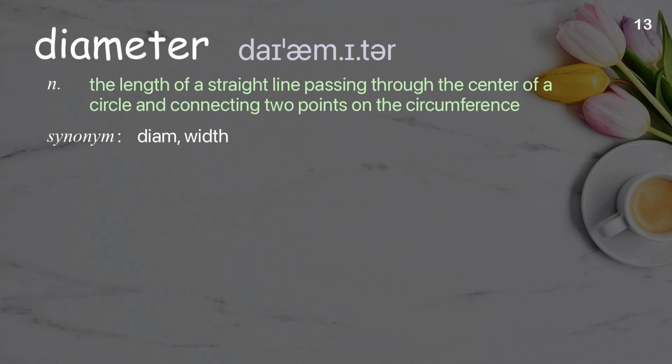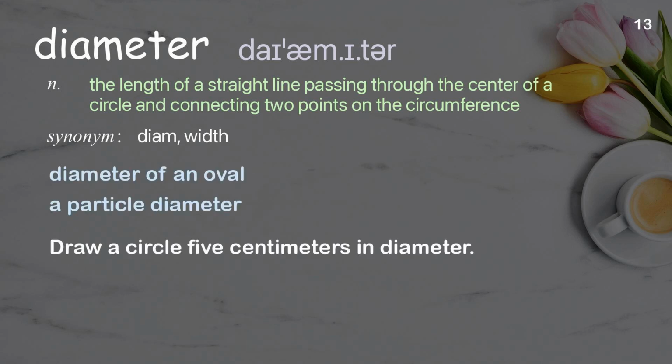Diameter. The length of a straight line passing through the center of a circle and connecting 2 points on the circumference. Examples: Diameter of an oval, a particle diameter. Draw a circle 5 centimeters in diameter.